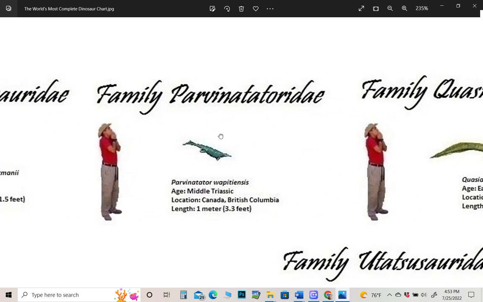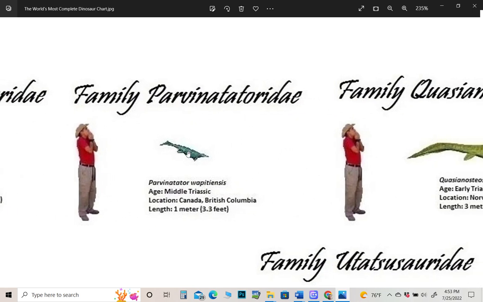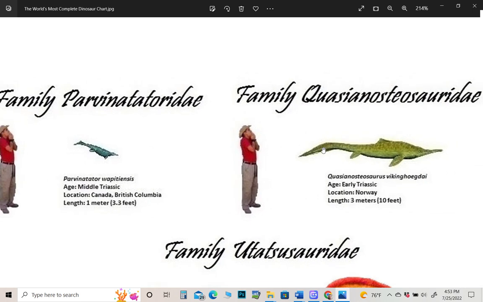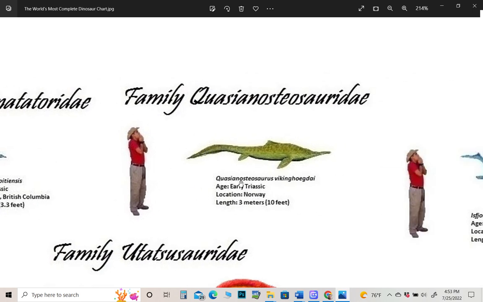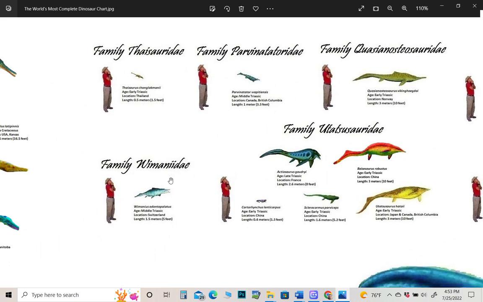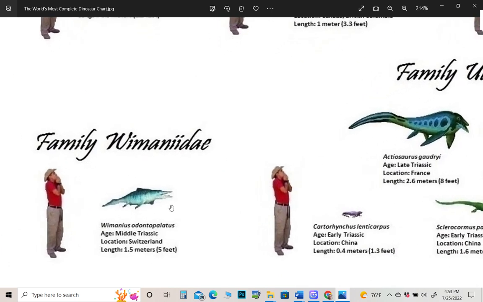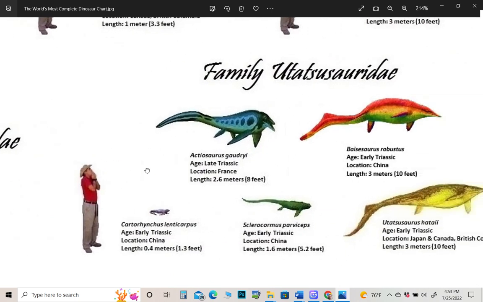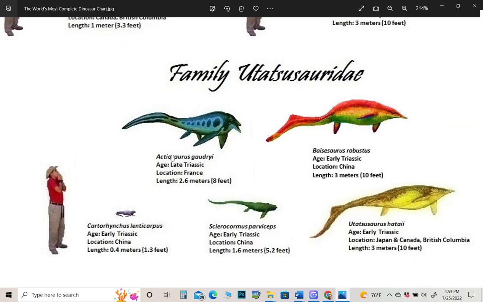Tyosaurus, Parvanatidor. That's the small swimmer again. Osteosaurus. These are one family, one genus families, a lot of them, it seems. Back when they used to do that still. Wimanius, they don't do that anymore with modern cladistics, but they used to sometimes name families after single genera, and since then some of those families have stuck. So, and then the Eutatsusaurus.